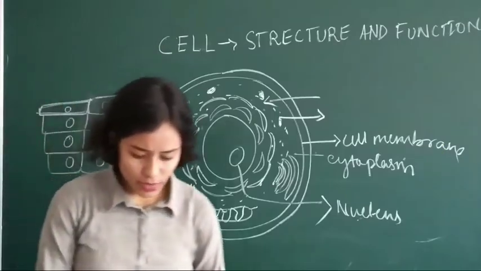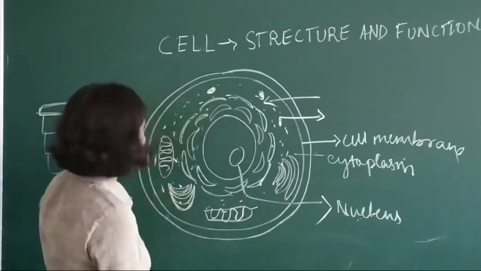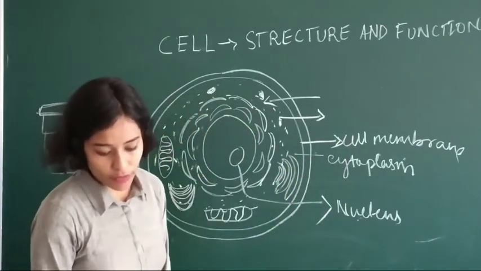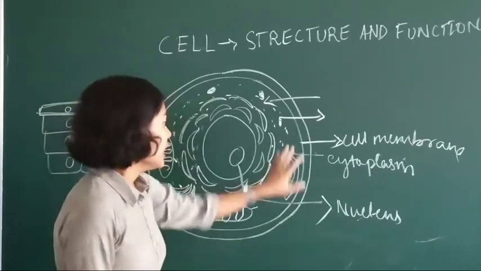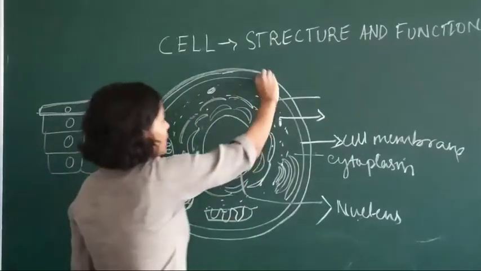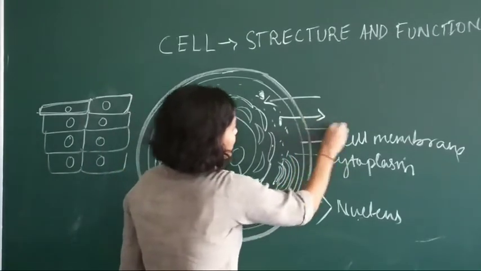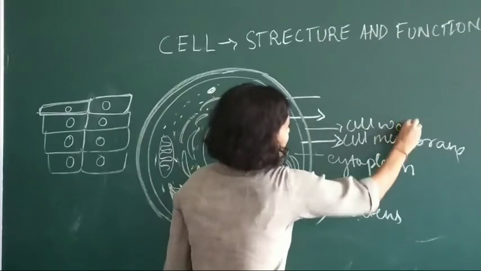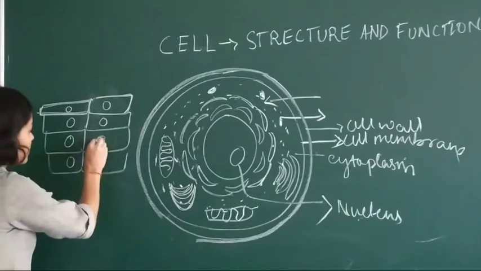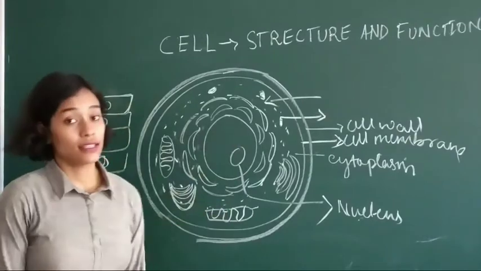Okay. Now see, the boundary of the onion cell is the cell membrane. You will find the cell membrane also covered by another thick covering called the cell wall. This cell membrane is again covered by another thick layer outside. The inner one is the cell membrane and the outer one is the cell wall. And inside this, a round structure is found. This round structure is nothing but the nucleus. Okay.